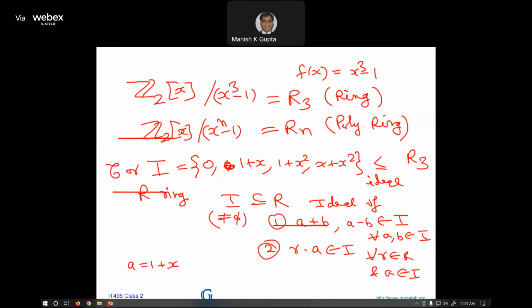We just saw that. Take any element from the ring, I mean the polynomial ring Z2[x], multiply with any element of I, you will get this closed, right? Get the same thing, right? So this is what it is.